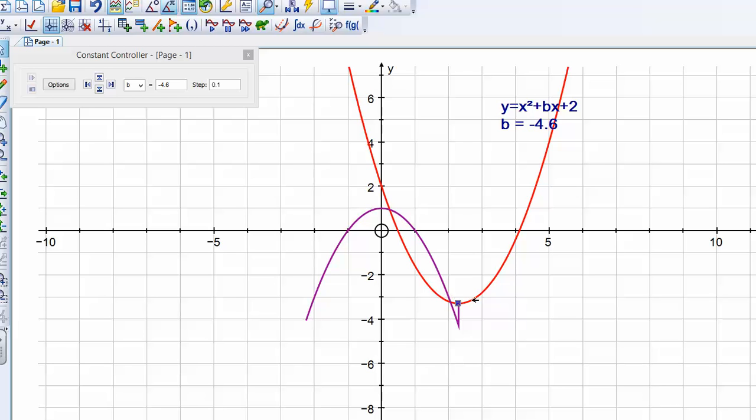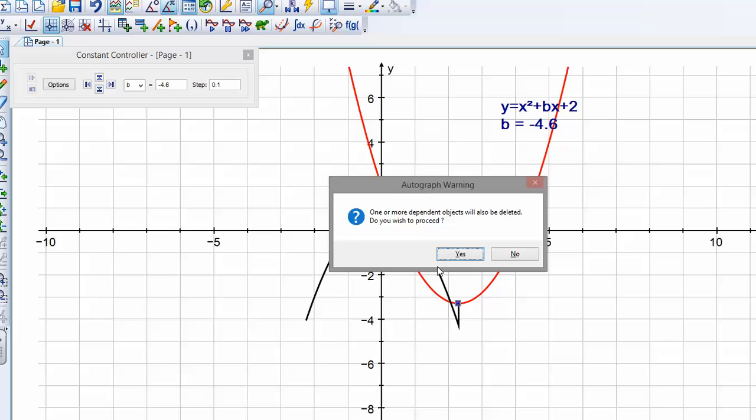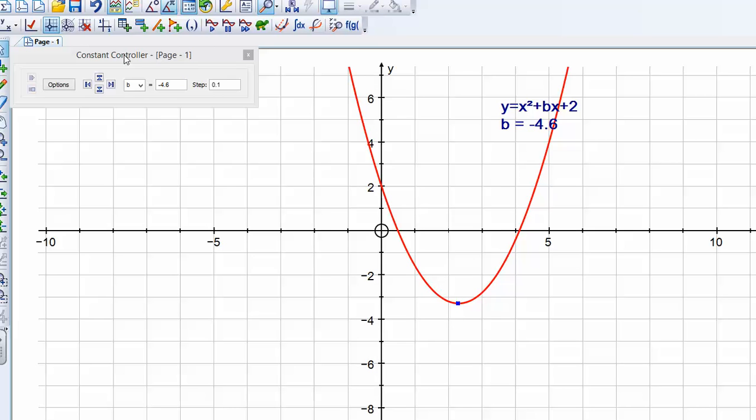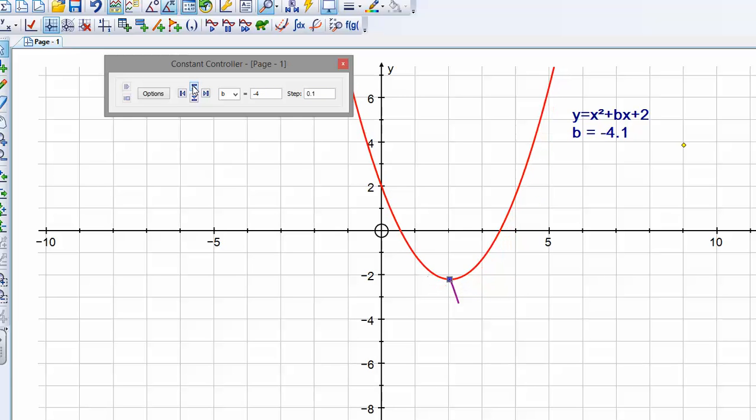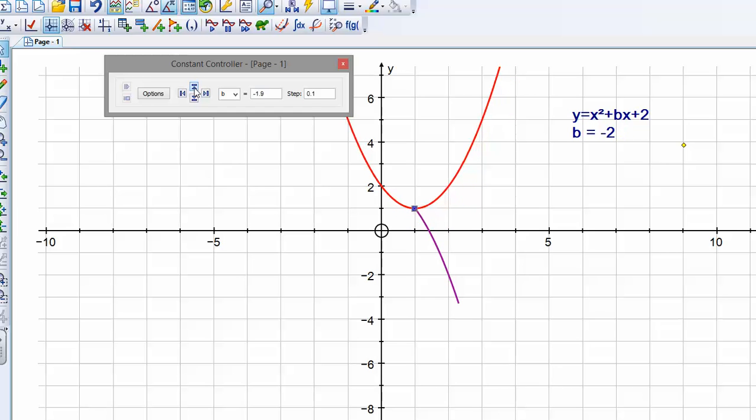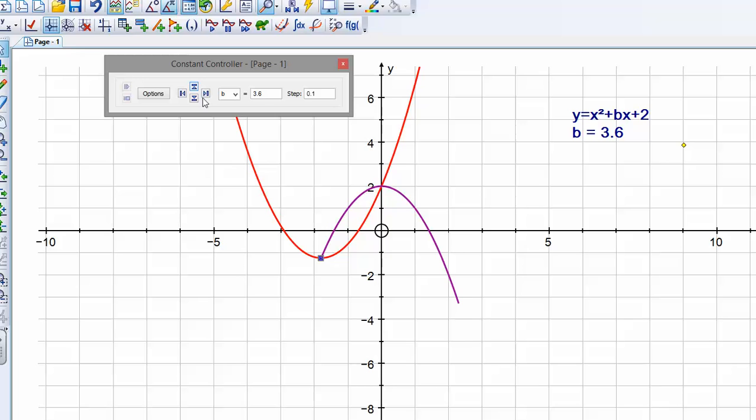So I'm now going to look at what happens again as I change the b value. So I'm just going to take away that trace. I need to put in a point there, and then trace that point again. So I'm now going to change the b value, and let's see what happens. So if I increase b, we can follow the path of that vertex, that lowest point on the red quadratic curve.